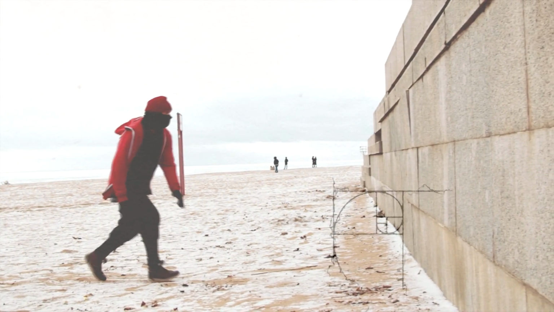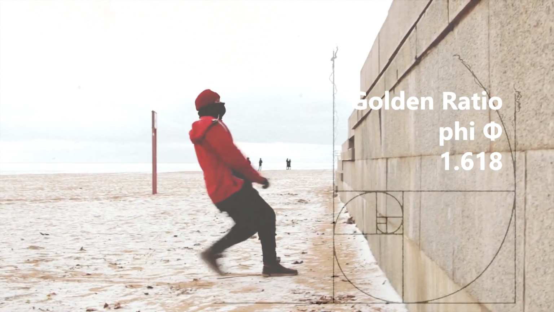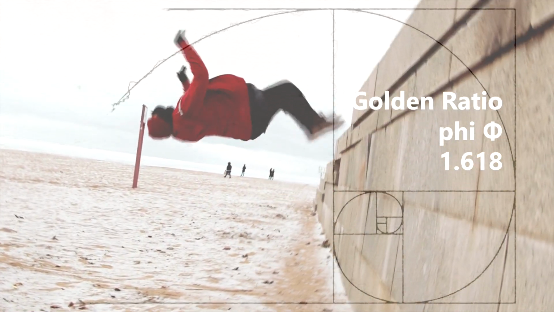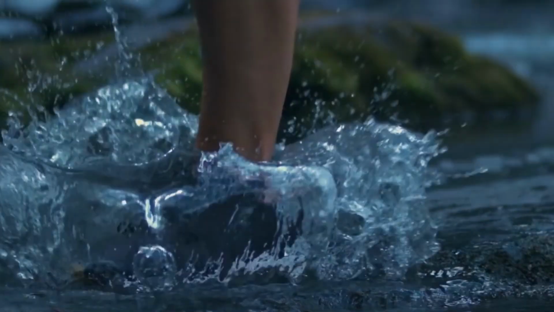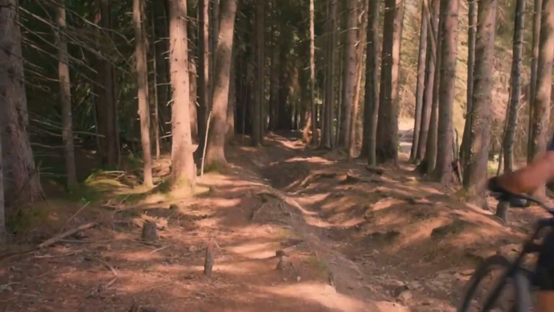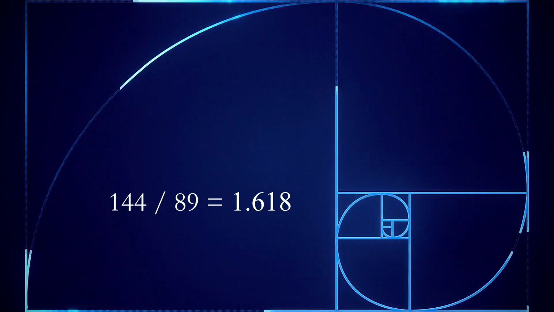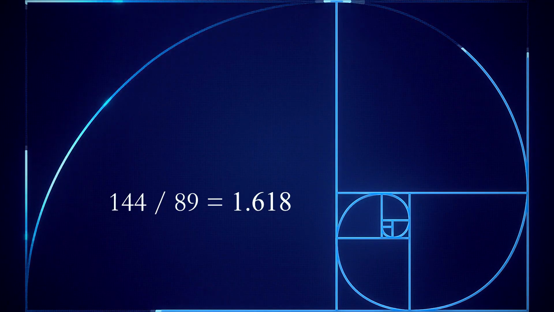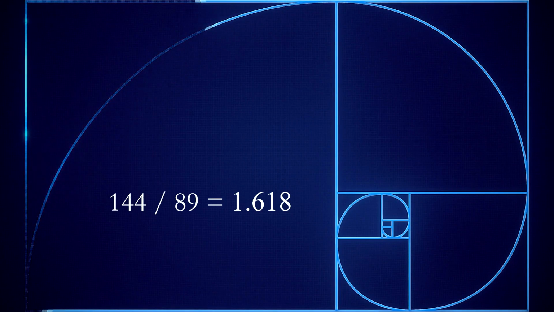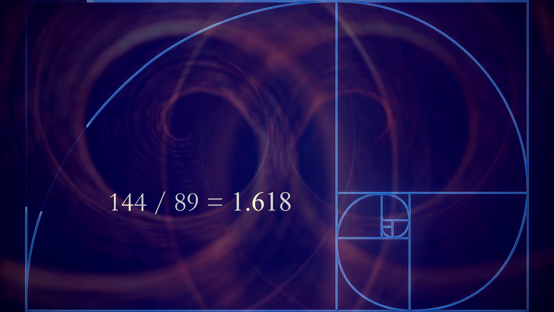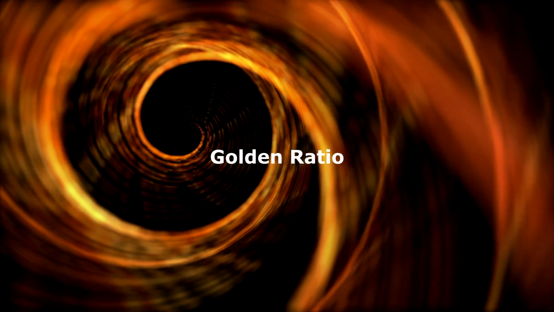This sequence is linked to the golden ratio, represented by the Greek letter phi, approximately 1.618, which is derived by dividing a Fibonacci number by its predecessor. For example, dividing 144 by 89, both Fibonacci numbers, results in approximately 1.618. That is the golden ratio.